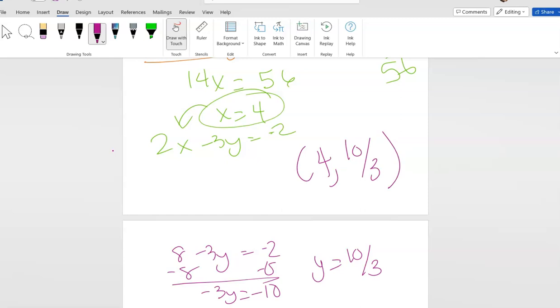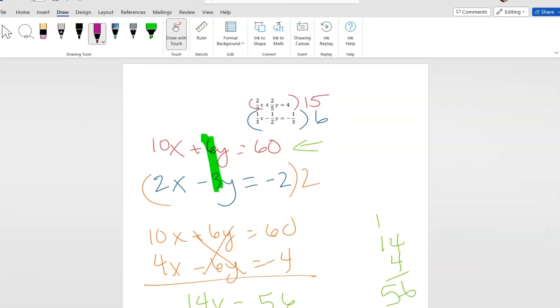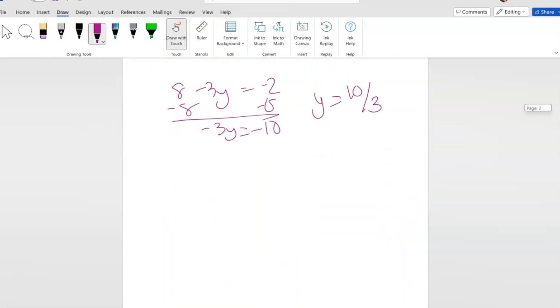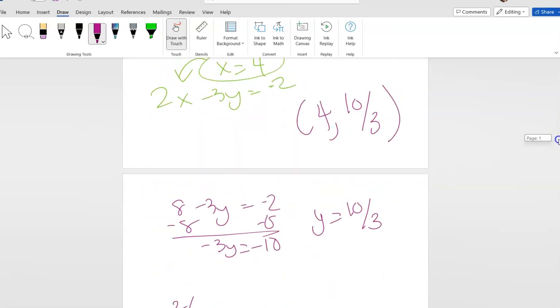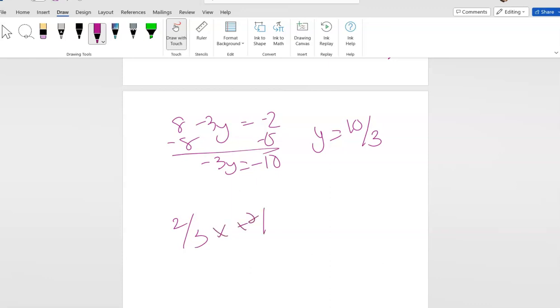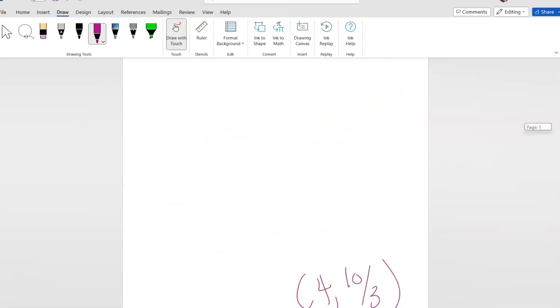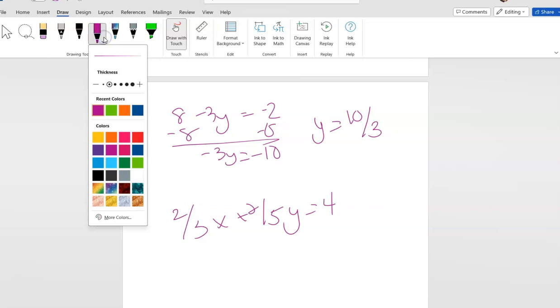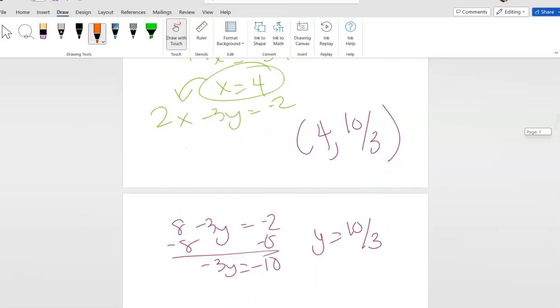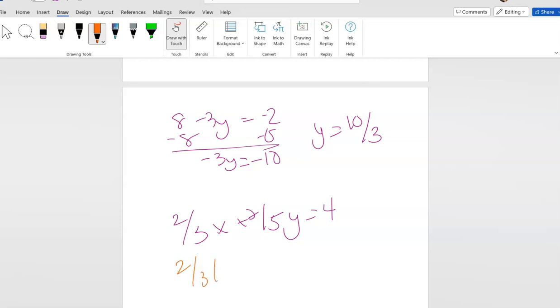Now if I wanted to check this, I could of course go back and check this in each one of these. And I'm going to leave it to you to do. If I was going to check this, though, I would check it in the originals. So, well, I'll do at least half of these. 2 thirds x plus 2 fifths y equals 4. So then what I have to do is go in and put in 4. So 2 thirds times 4 plus 2 fifths times 10 thirds equals 4.